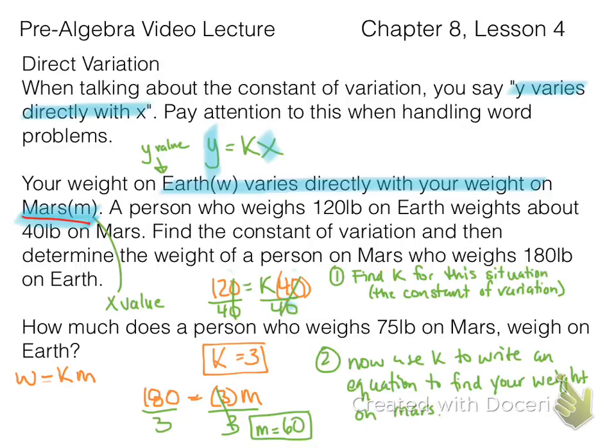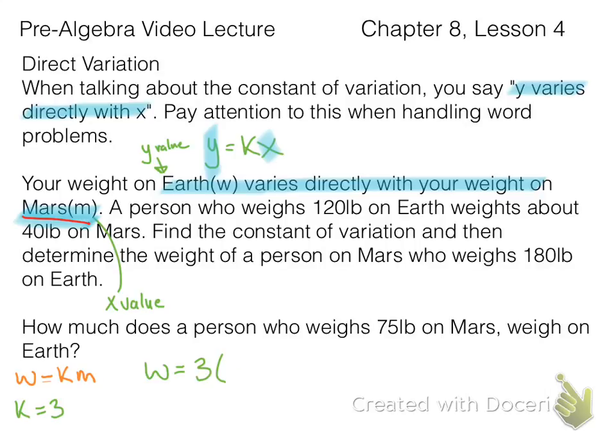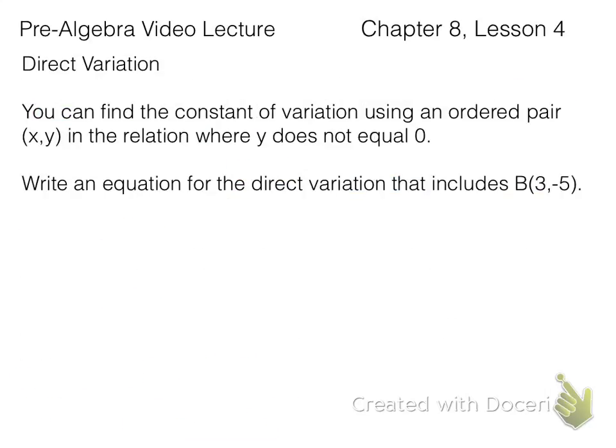Now let's do the next part. How much does a person who weighs 75 pounds on Mars weigh on Earth? Well, we're still using the same formula and we still have a constant of variation. So we're going to take W, which is the weight on Earth, equals 3 times 75, 75 being the weight on Mars. We're going to find out that somebody who weighs 75 pounds on Mars weighs 225 pounds on Earth. Go figure.